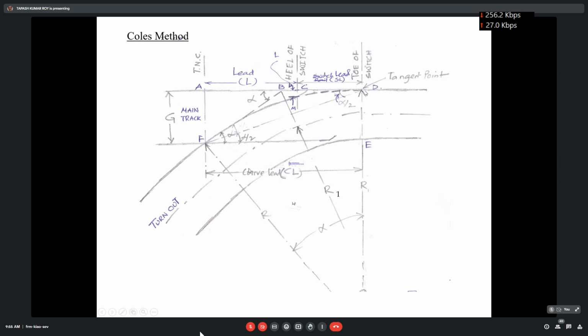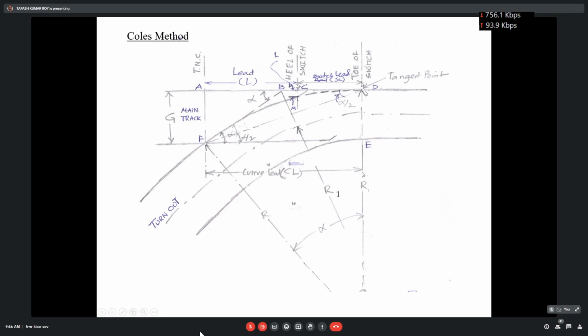So here, what are the different elements you have to find out? This curved lead, that is the horizontal distance from toe of the Swiss to the crossing. This is the curved lead, CL. Next one, lead. The heel block is placed here only for fixing the heel of the tongue rail. This is known as heel. So this point is known as the heel of the Swiss. So this distance from the crossing, or TNC, theoretical nose of crossing, to the heel of Swiss, is known as the lead of crossing.